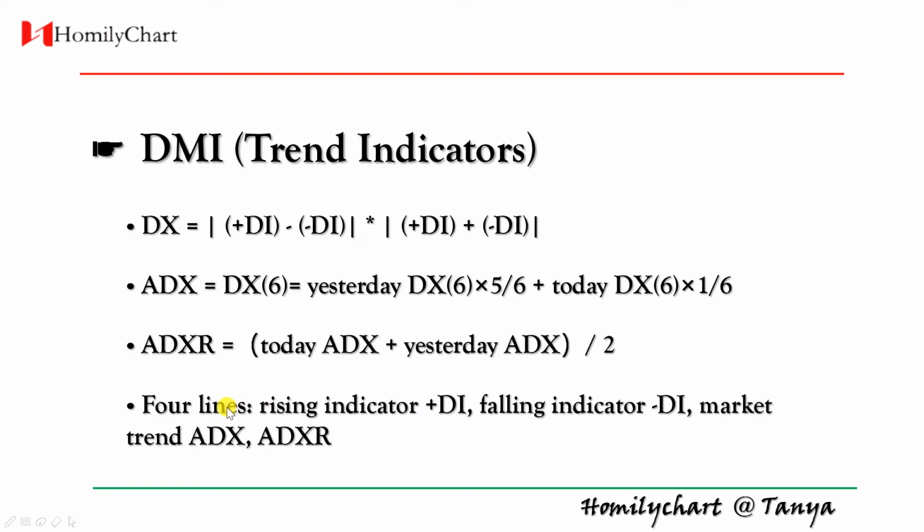So here we got 4 lines: plus DI, minus DI, ADX and ADXR. The plus DI line is a rising line, and the minus DI is a falling line. ADX and ADXR are trend lines.